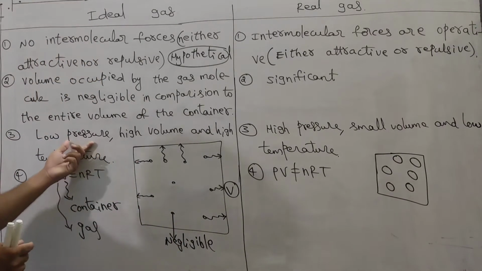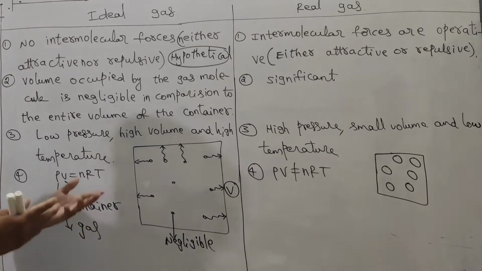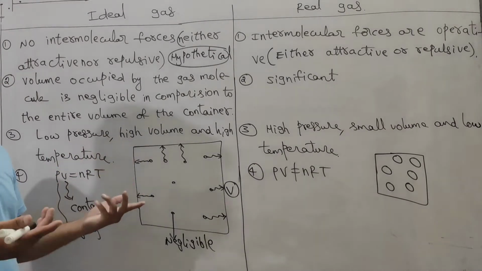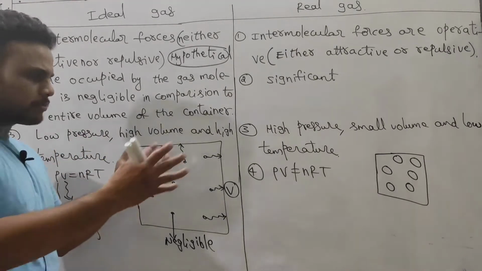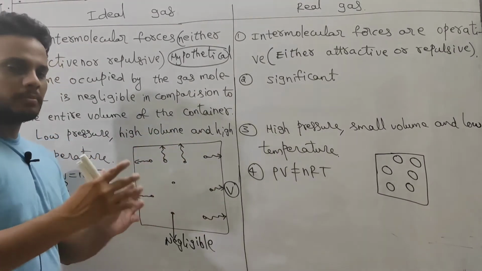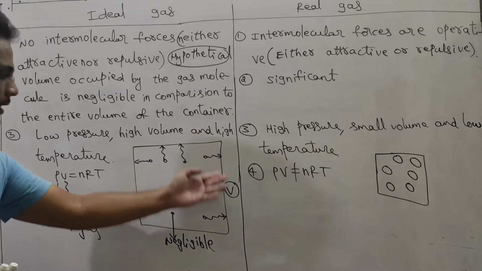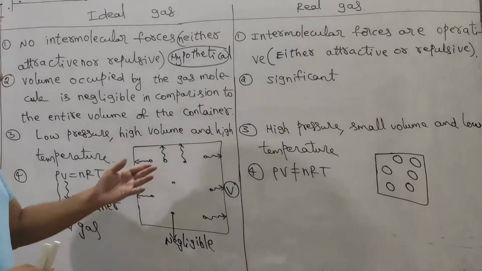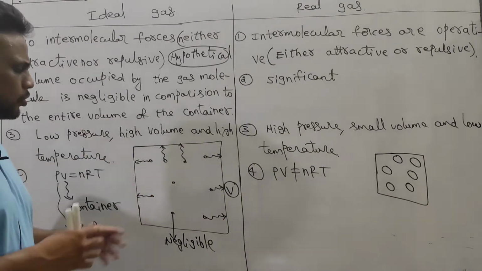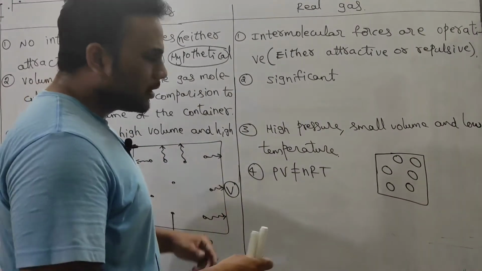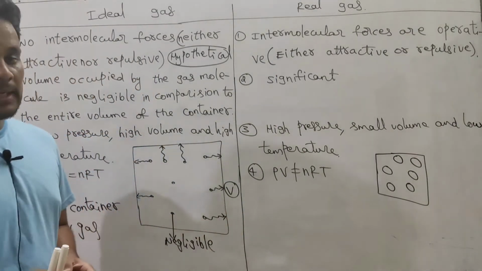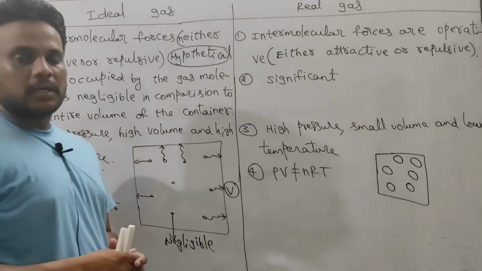Okay, so let's talk about the next point: what are the favorable conditions for any gas to behave as an ideal gas? That is low pressure, high volume and high temperature. When pressure is low, volume is high, and at high temperature kinetic energy is more, so molecules start to move away from each other. So generally we can say that attractive or repulsive forces are negligible.